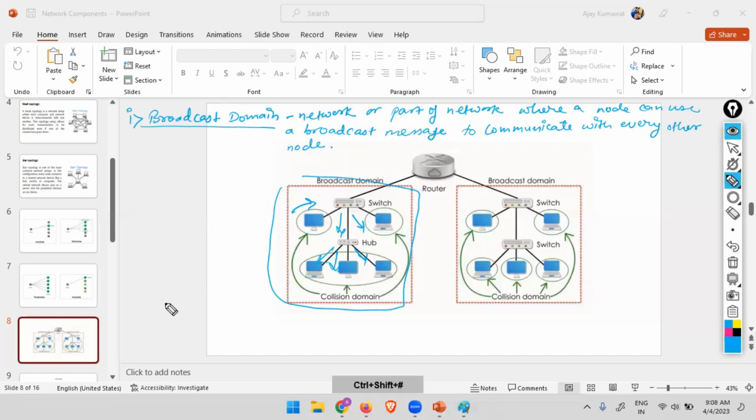Then the next thing comes. We have a new thing, collision domain. We have a second thing, that is your collision domain. What is a domain again? Network or part of network. What is collision? Impact. Right. So what is a collision domain? Again, it's a network or part of network where there is a possibility of collision. There is a possibility that the data might have collision. Okay. So simply you can define network or part of network.